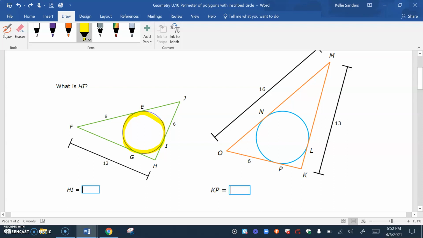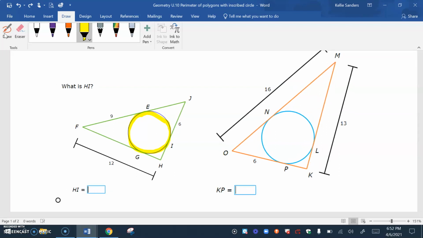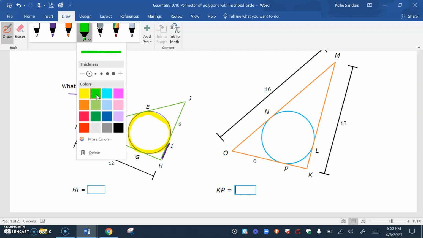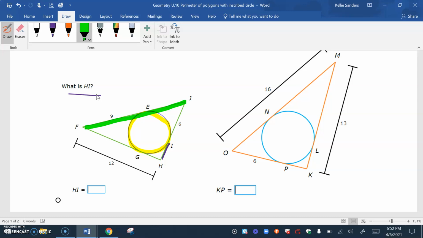And it says find HI. And HI is right here. Now remember what we learned in, I think it was U9, about tangents. The green triangle is touching tangentially to the circle. That's why it's inscribed, okay?